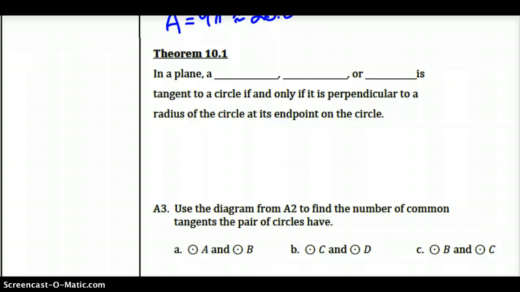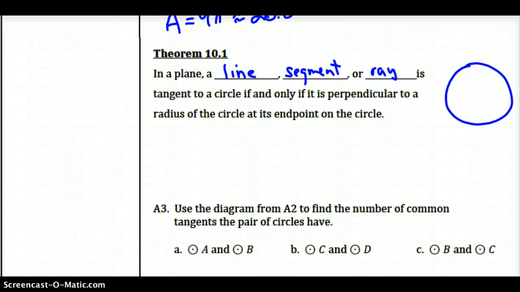Theorem 10.1: in a plane, a line, segment, or ray is tangent to a circle if and only if it is perpendicular to a radius of the circle at its endpoint on the circle. So really what we're saying is, if we have a tangent, at the point of tangency here, this has to be a right angle.